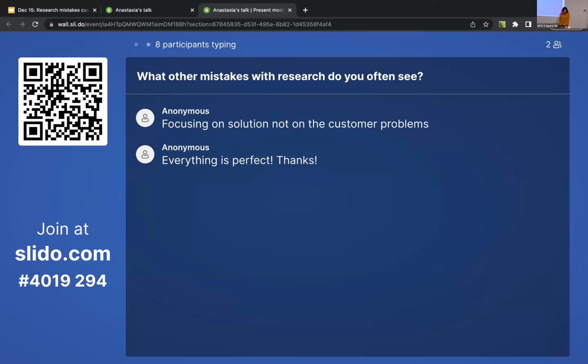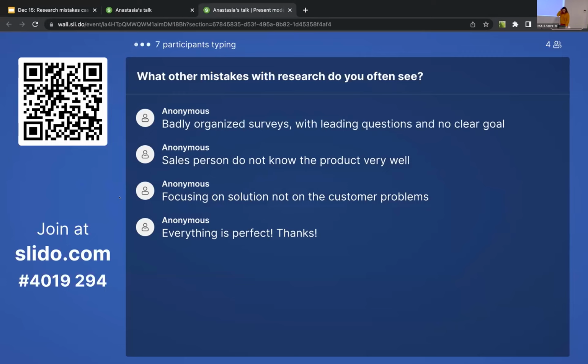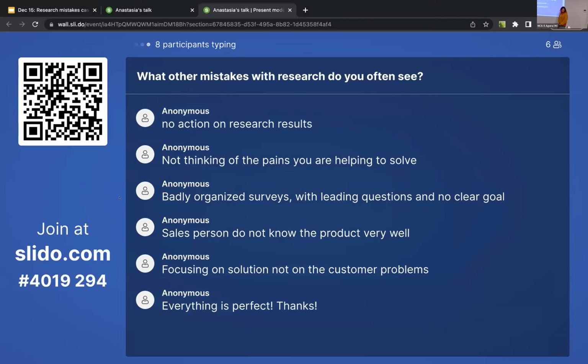Focusing on solution, not on the customer problems. Salesperson do not know the product very well. Badly organized surveys with leading questions and no clear goal. I think that focusing on the solution is close to that thing when I say, please buy it. It's a very good solution.